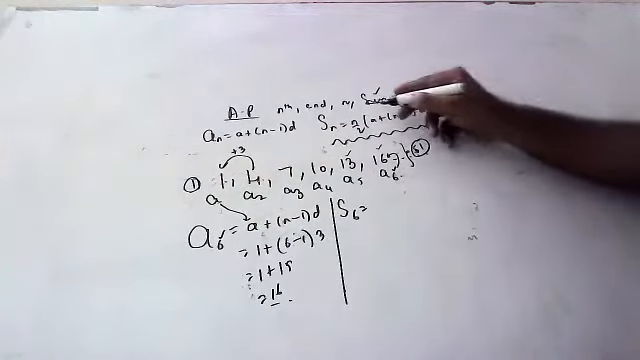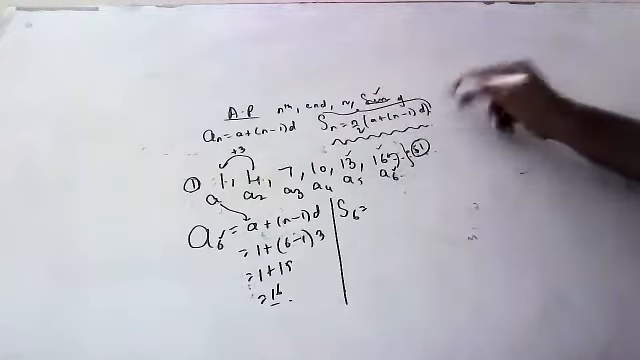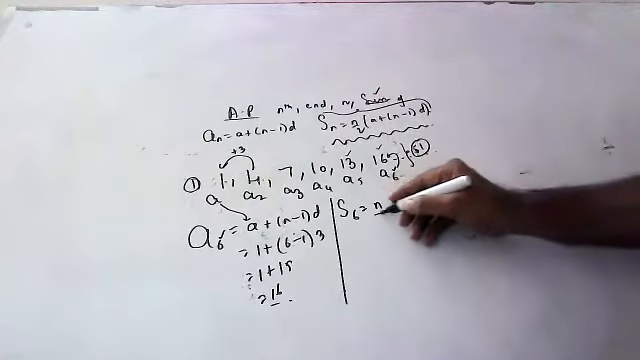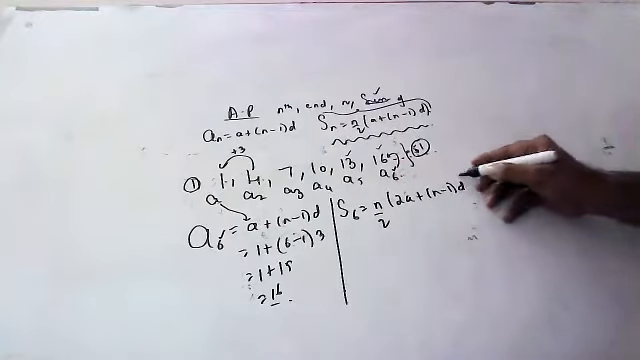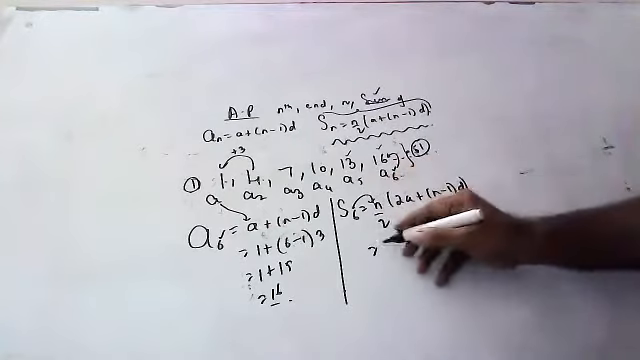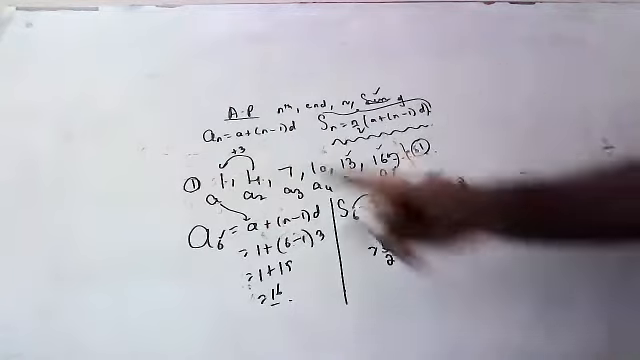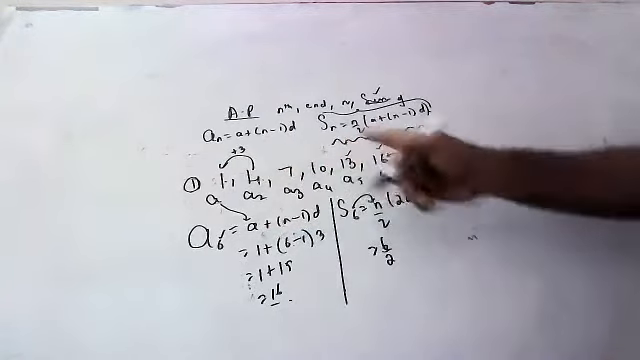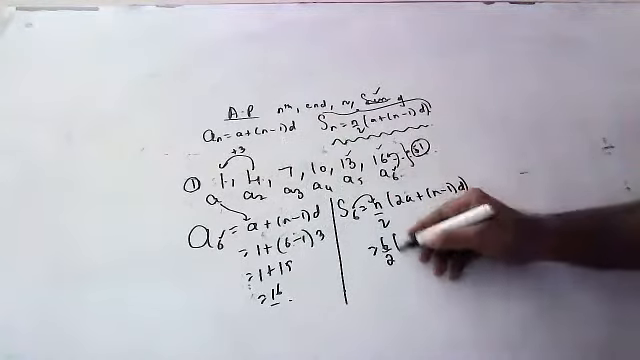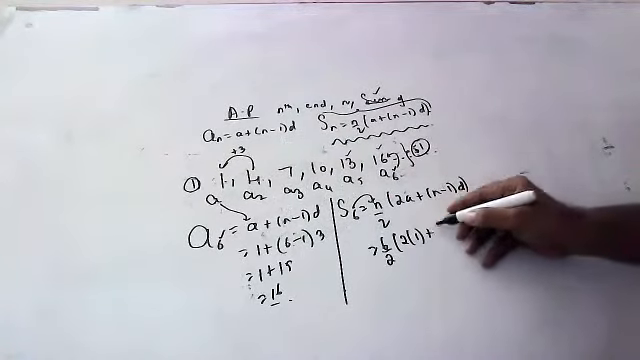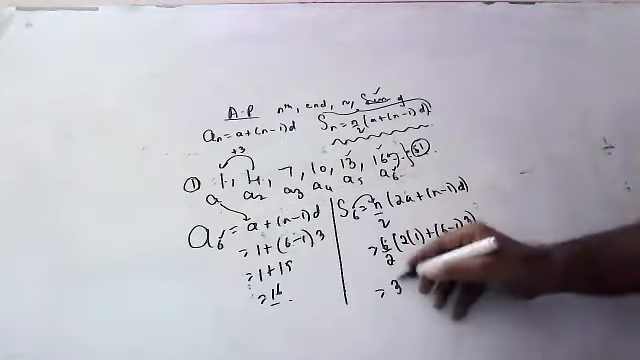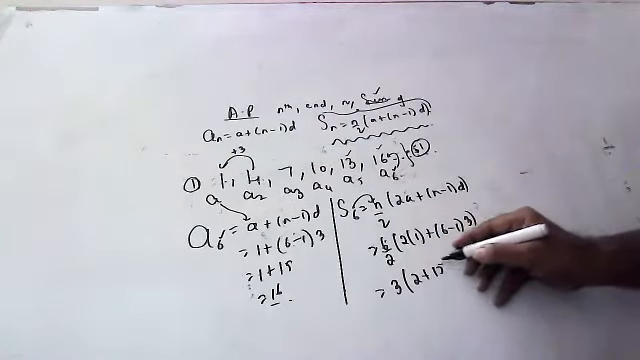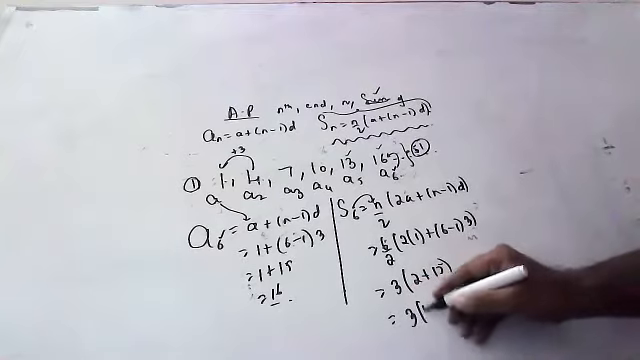Now, children, using this formula also you will get 51 only. See, children, if you want, n by 2 into [2a plus (n minus 1) into d]. What is n, children, here? 6 terms. I want the sum of 6 terms, 1, 2, 3, 4, 5, 6. This sum I want. So 6 by 2 into [2 into 1 plus (6 minus 1) into the common difference 3]. 6 by 2 is 3, children. 3 into (2 plus 15), 3 into 17.